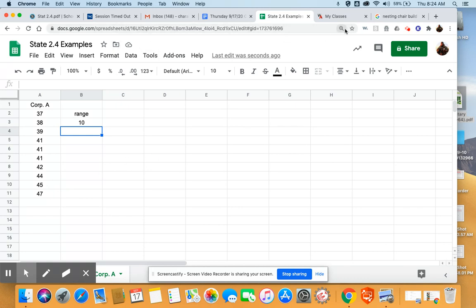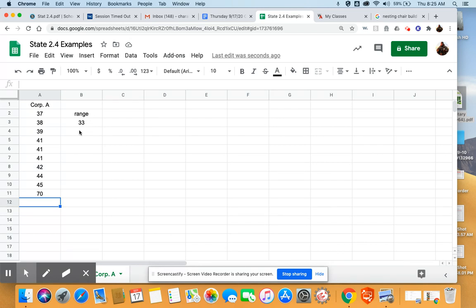There's an advantage to range. The advantage to range is that it's very easy to calculate. There's a disadvantage to range. The disadvantage to range is that if we change a single number, let's say there's a single outlier, that this 47 was not a 47. Let's say it was a 70. Our range has jumped from 10 to 33.